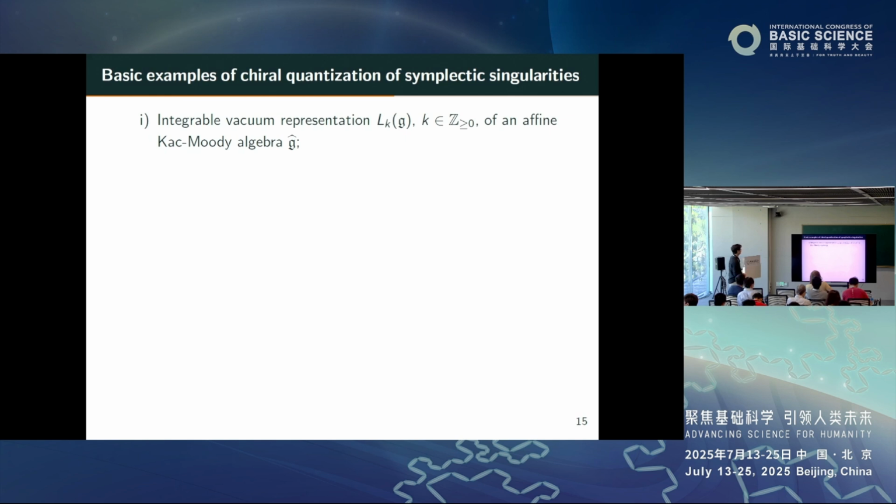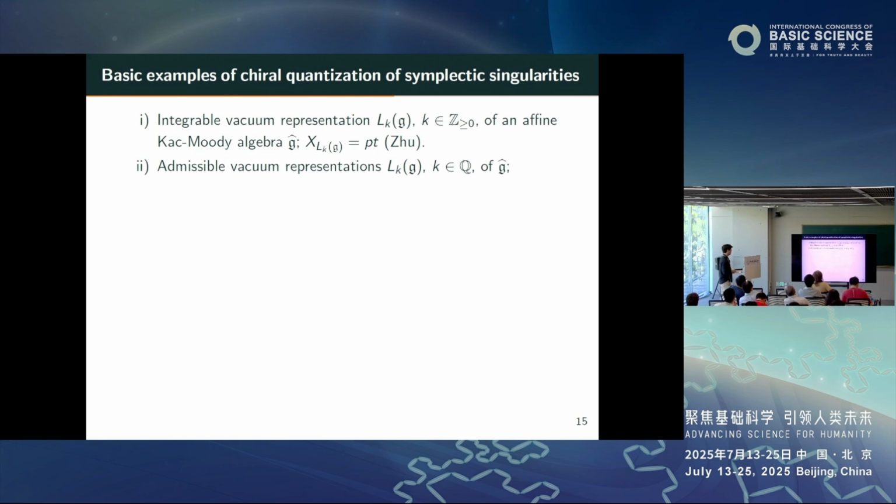So let me explain some basic examples of chiral quantization of symplectic singularities. As I already explained, the integrable vacuum representation of a Kac-Moody algebra is very nice, so that the associated variety is a point. And a point is a trivial symplectic singularity. However, this does not come from a 4D theory because this is unitary. So if you want something that comes from a 4D theory, you have to consider more general representations.